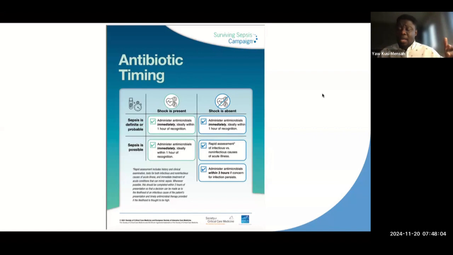But then again, it speaks to antibiotic stewardship. So in that case, if after 3 hours you still think it's likely to be sepsis, then you need to start your antibiotics. So those are the points on the timing of starting antibiotics.